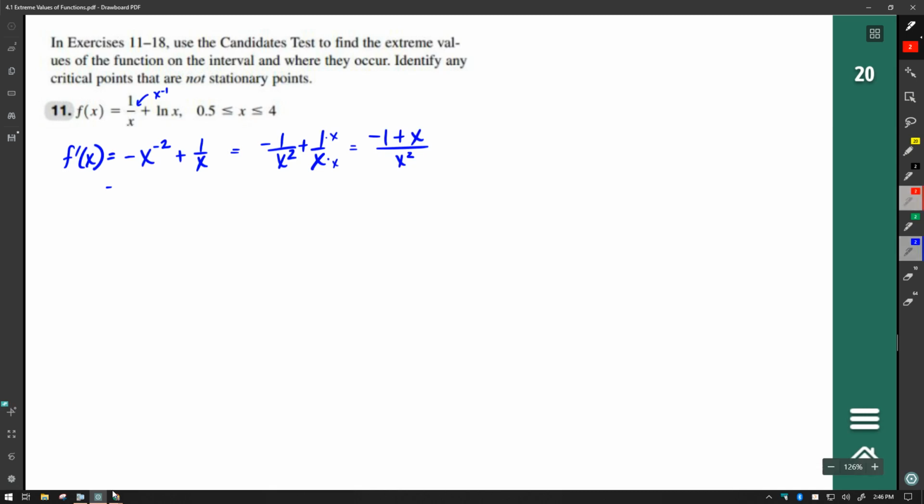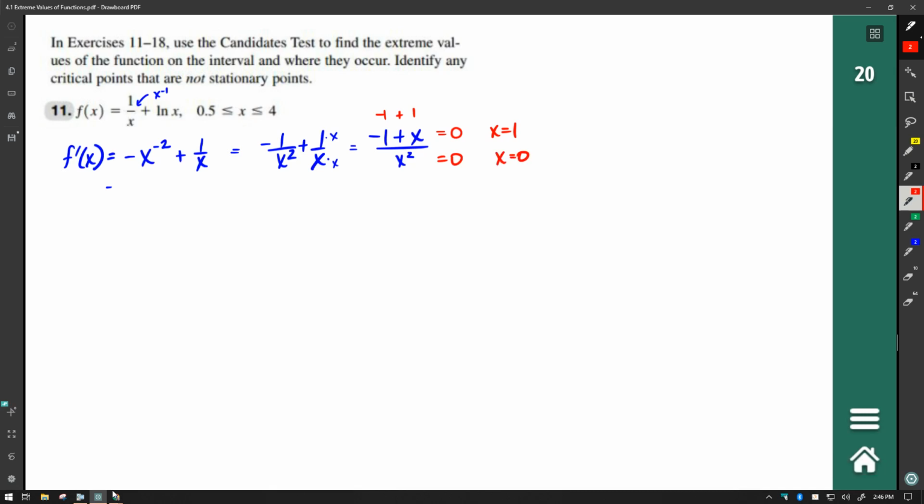So is there anywhere that this derivative might be equal to 0? And I say yes, it's 0 when x is equal to 1, because -1 plus 1 would be 0. Is the denominator 0 anywhere? That would be the answer to the question, is it undefined? And yes, it is. It's undefined at x equals 0.